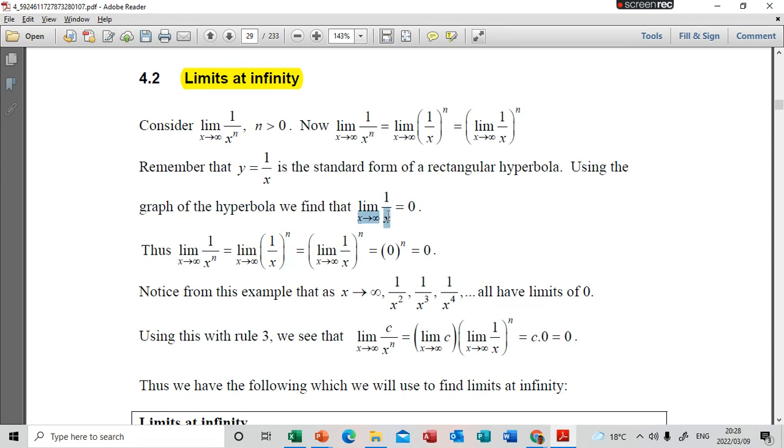Let me try to highlight it for you. This rule is very important. I don't know how to highlight this thing.